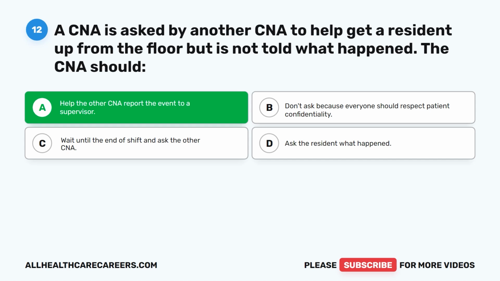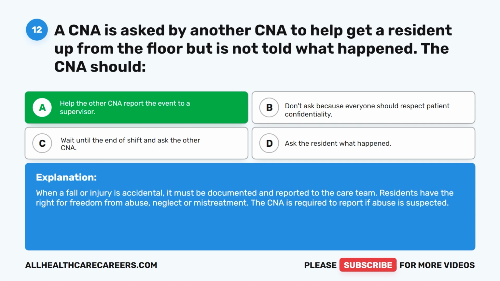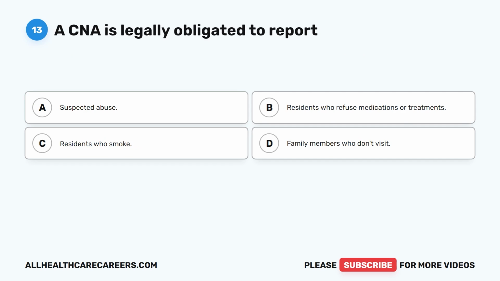The correct answer is A. Help the other CNA report the event to a supervisor. When a fall or injury is accidental, it must be documented and reported to the care team. Residents have the right for freedom from abuse, neglect, or mistreatment. The CNA is required to report if abuse is suspected.